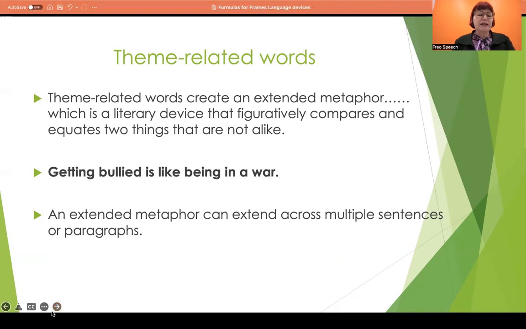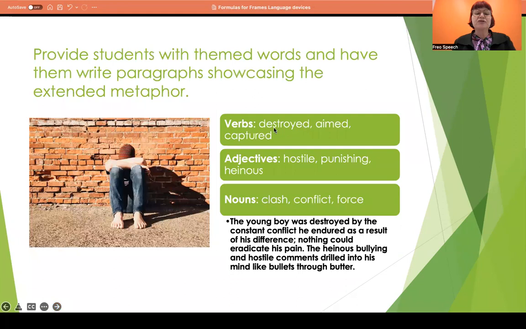So let's have a look and see how you can use words from war to write about being bullied. So maybe the verbs could be destroyed, aimed, captured, the adjectives hostile, punishing, heinous, the nouns clash, conflict, force. So you could provide students with those words and say, write me a paragraph about a young boy who's experiencing bullying at school, but use these war words.